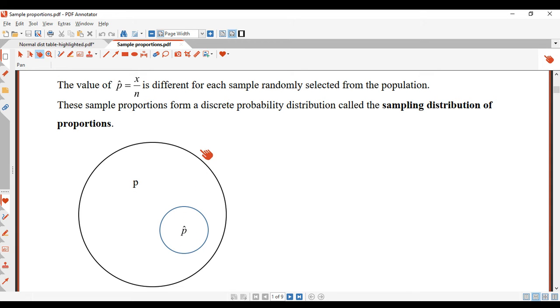Now your sample should be representative of the whole population. So that means, let's just say you had 50% males and 50% females in your population. That means your sample should also have 50% males and 50% females. So the sample should be representative of the characteristics of the whole population. That's important to mention.